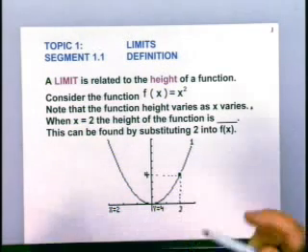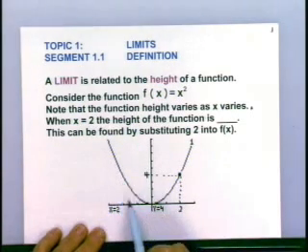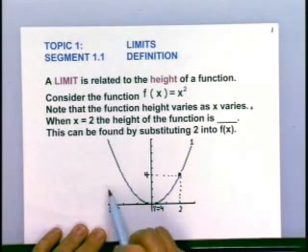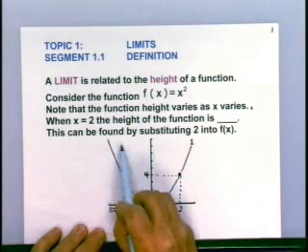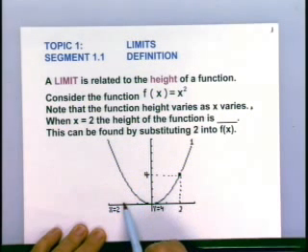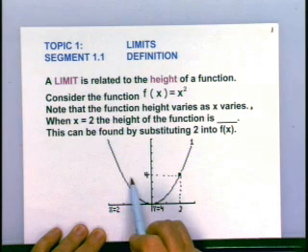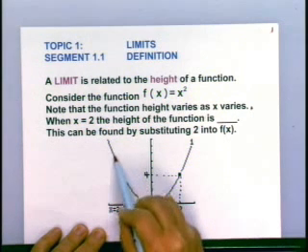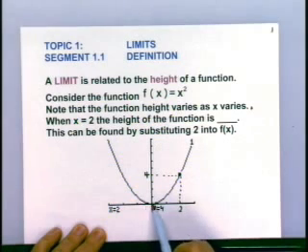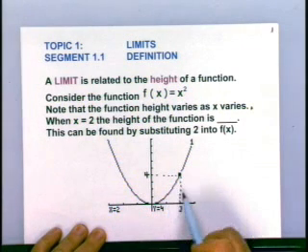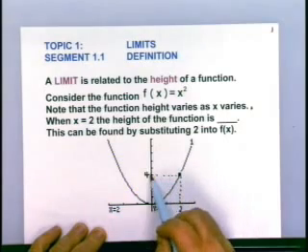Note that the function height varies as x varies. For example, if x is -3, the function height, which is this vertical distance, is 9. If x is -2, the function height, this vertical distance, would be 4. So the height is constantly varying as I move across the graph. When I get to an x value of 2, the height of the function is 4.